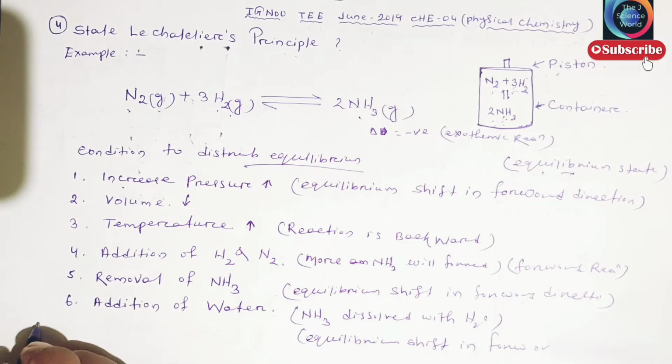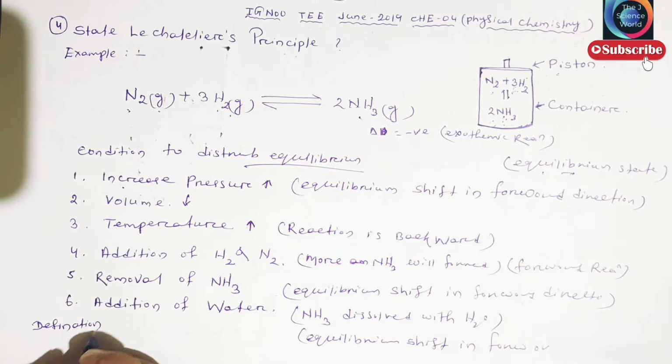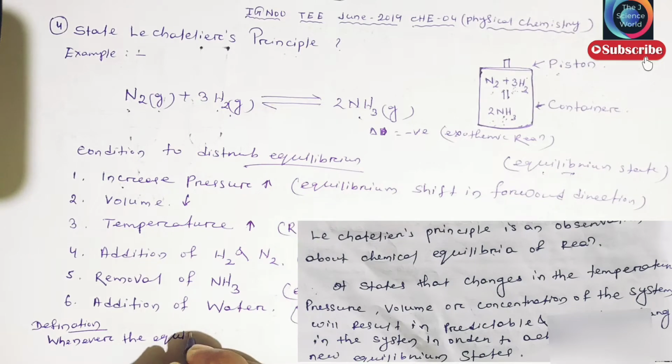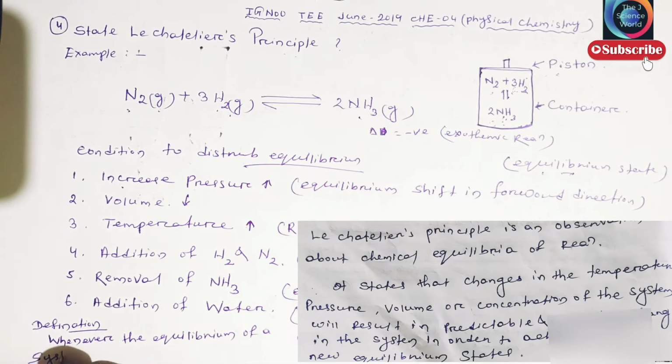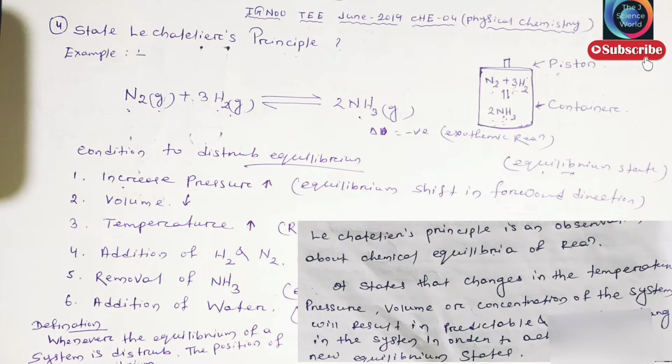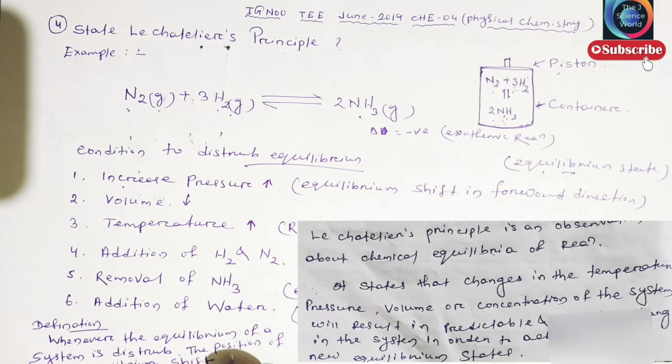The definition of Le Chatelier's principle is: whenever the equilibrium of a system is disturbed, the position of the equilibrium shifts so as to minimize the change.